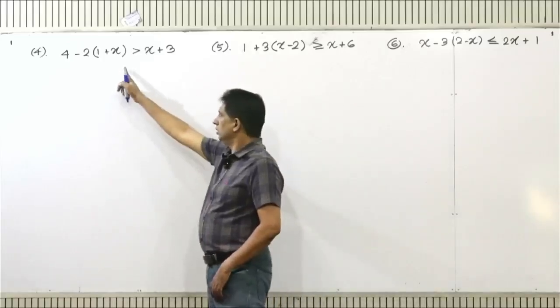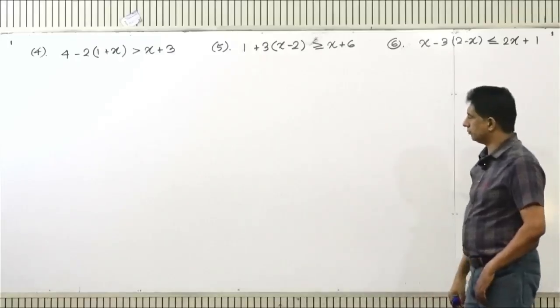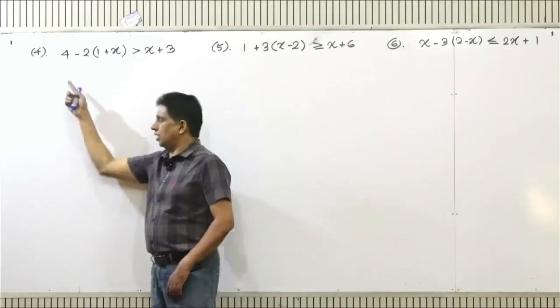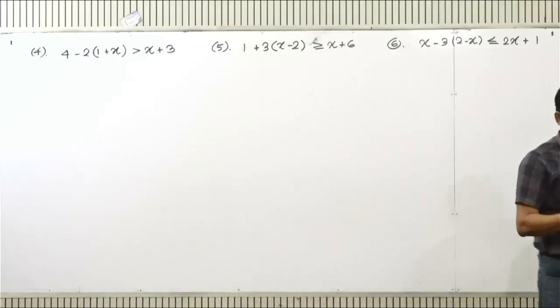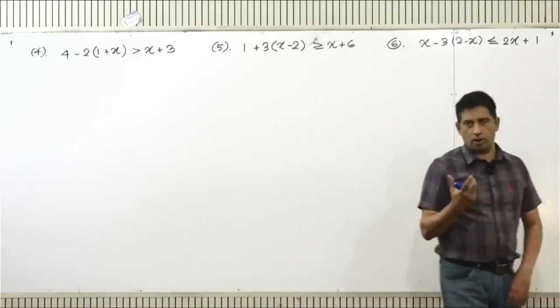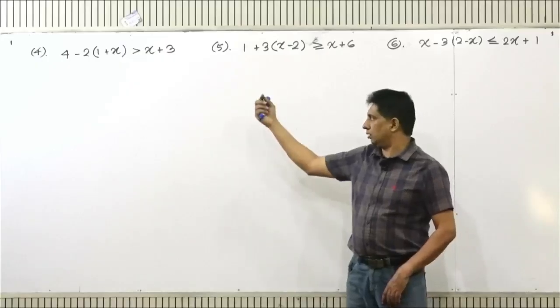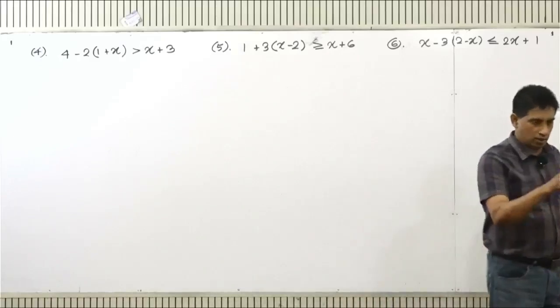Now you can try this one. Question number 4. Right hand side is a linear function, left hand side is also a linear function. So this is a linear inequality. To solve this one, we have to subject x. Then by using inequality laws, try to subject x on the right hand side or left hand side.